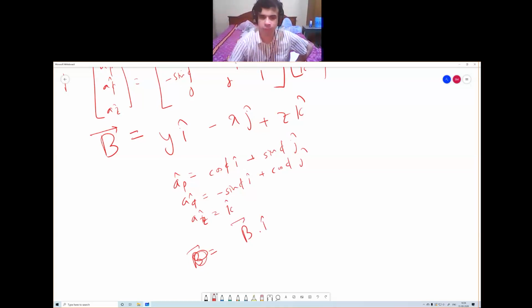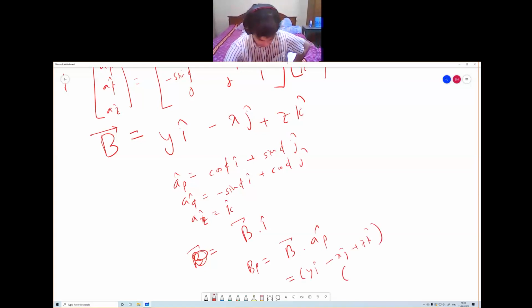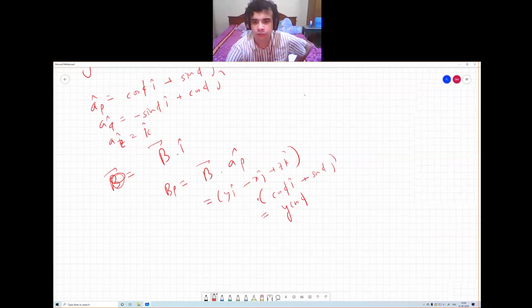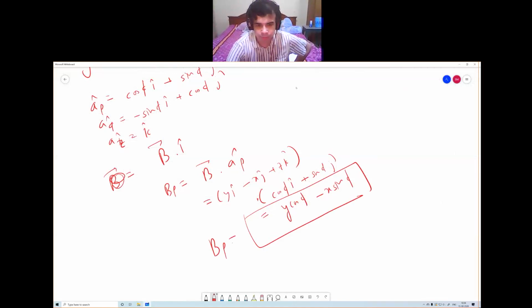Let us apply the same concept. So the rho component, b rho, is simply b dotted with a rho. So this is yi minus xj plus zk dotted with cos phi i plus sin phi j. That is y cos phi minus x sin phi. This will be the rho component of b. Is it okay?